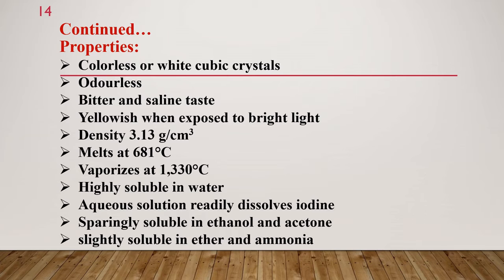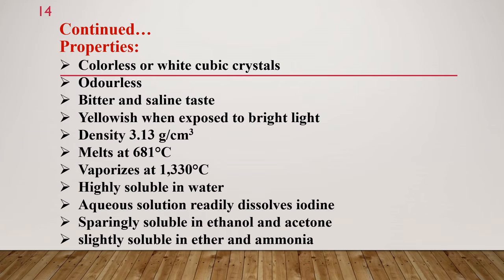Properties of potassium iodide. Potassium iodide occurs as colorless or white cubic crystals or granules. Potassium iodide is odorless in nature and it has a bitter and saline taste. When exposed to photochemical decomposition, potassium iodide becomes yellowish in color by liberating traces of free iodine.